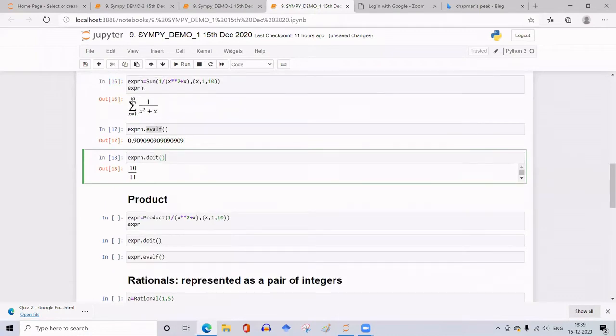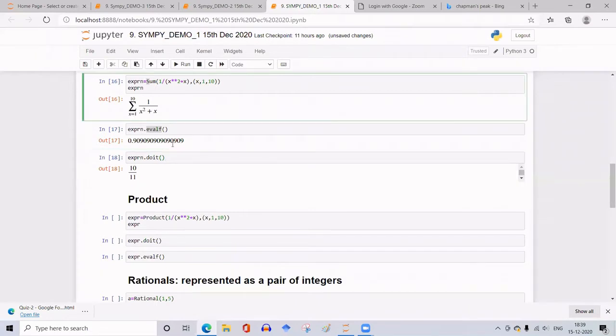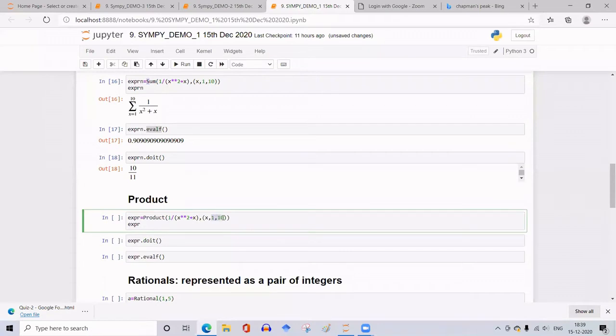So similar to this sigma, we have the product also, which is given by capital sigma and then the expression. To get that in the product form, the same expression I'm writing product. You just see here, in this sum S is capital, and in this product P is capital. Product of the same expression 1 by x square plus x, with x as variable and product taking for x varying from 1 to 10. Then I'm calling that expression.